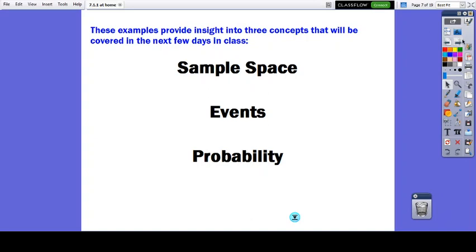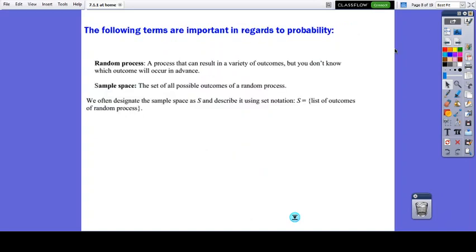So we're kind of discussing a lot of different topics here. The following are important terms in regards to probability. If you have your notes, I have you copying down these first 2 terms at the top of your notes there. You have a random process. And if you're deciding to highlight stuff, I would just highlight these 2 terms because this is kind of your main concept for what you have today.